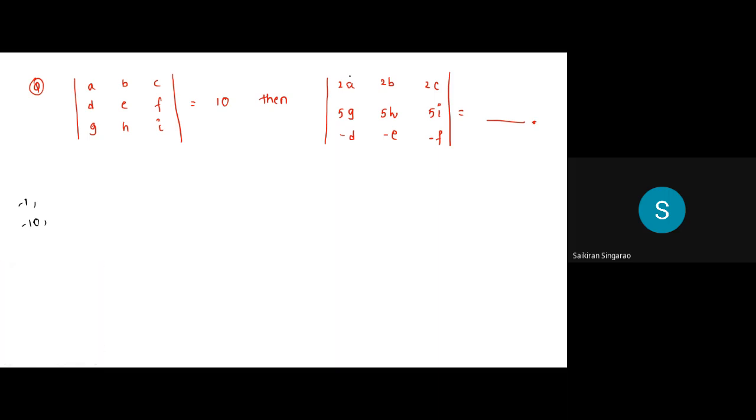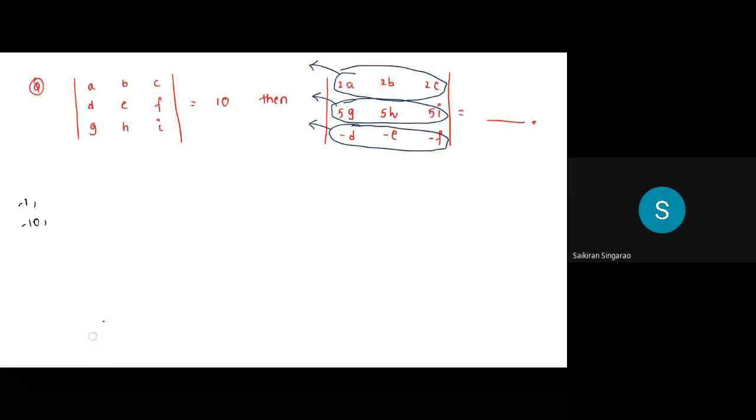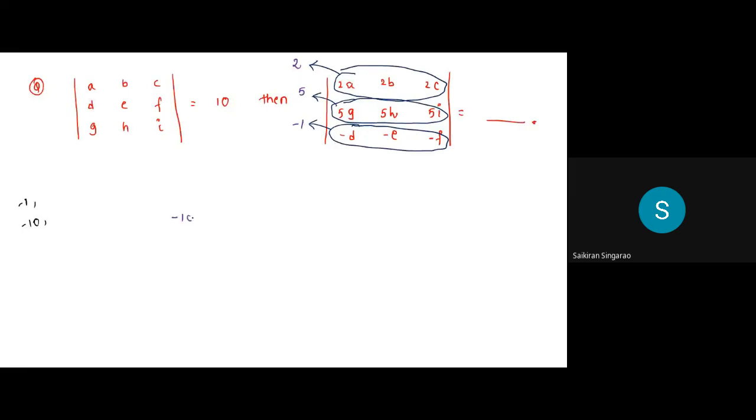Listen here. From this row, what can I take common? Try to answer this at least. From the first row, what can I take common? 2, 5, minus 1. Correct? So 2 into 5 is 10, into minus 1 is minus 10. So when minus 10 comes outside, you'll have A, B, C here, G, H, I here, D, E, F here.